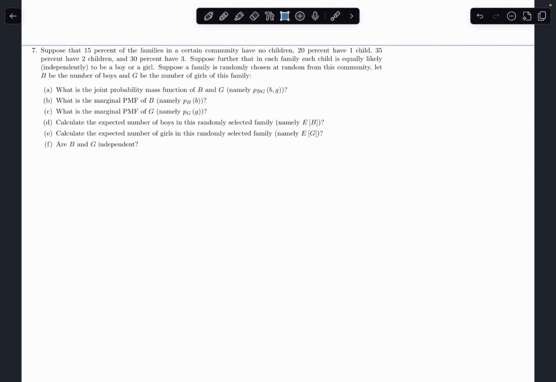Suppose a family is chosen at random from this community. Let B be the number of boys and G be the number of girls of this family. Part A. What is the joint probability mass function of B and G?